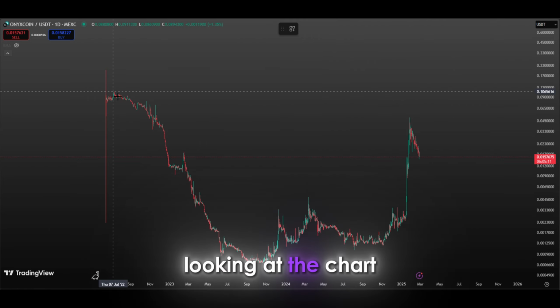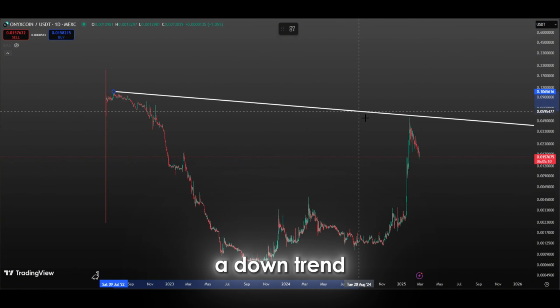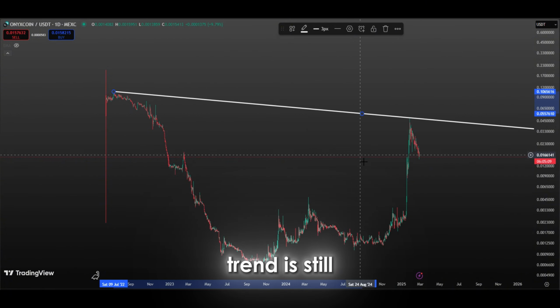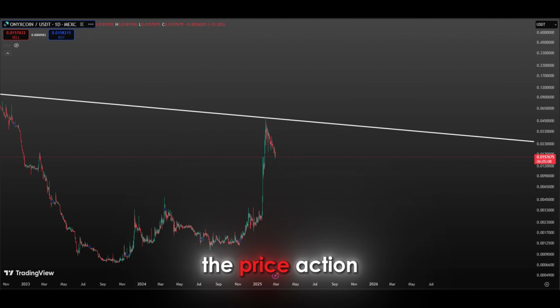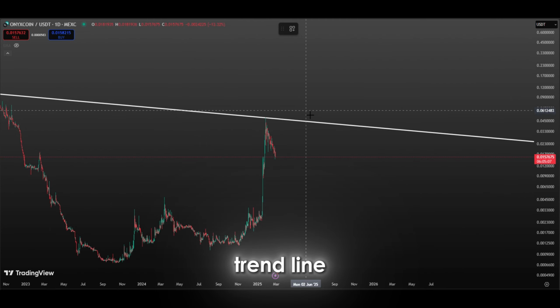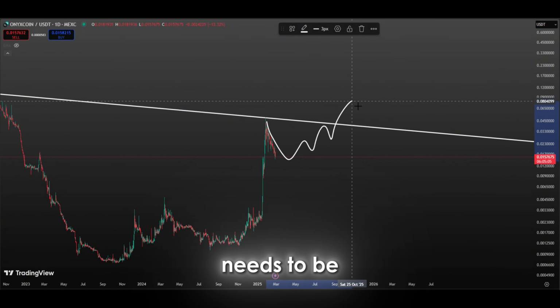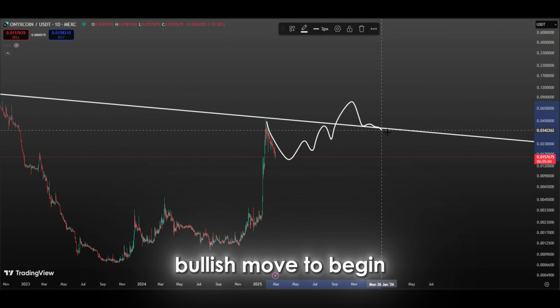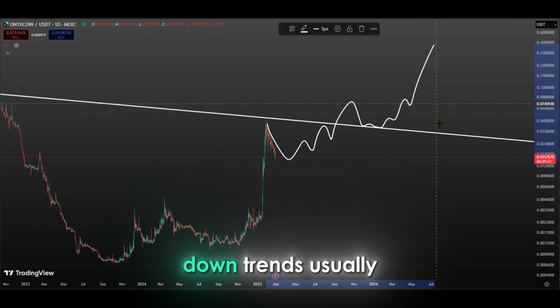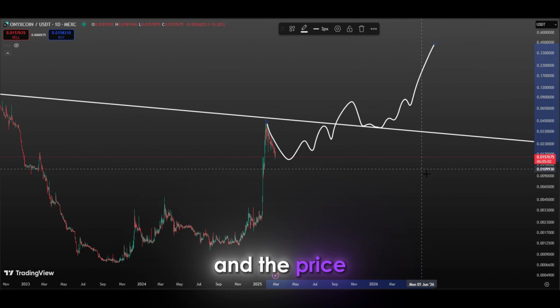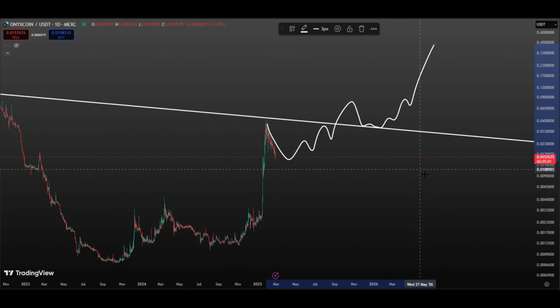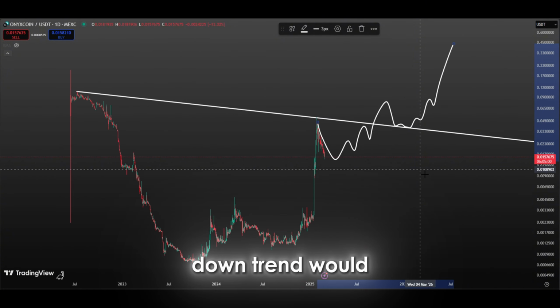Looking at the chart, we can see that the price has been in a downtrend from the top, and this downtrend is still in effect. As long as the price action remains below this trend line, it suggests that selling pressure is dominating the market and the trend needs to be broken to the upside for a strong bullish move to begin. Downtrends usually signal that sellers are dominant and the price continues to move downwards. Therefore, a breakout of the downtrend would be a critical step for a bullish move to begin.